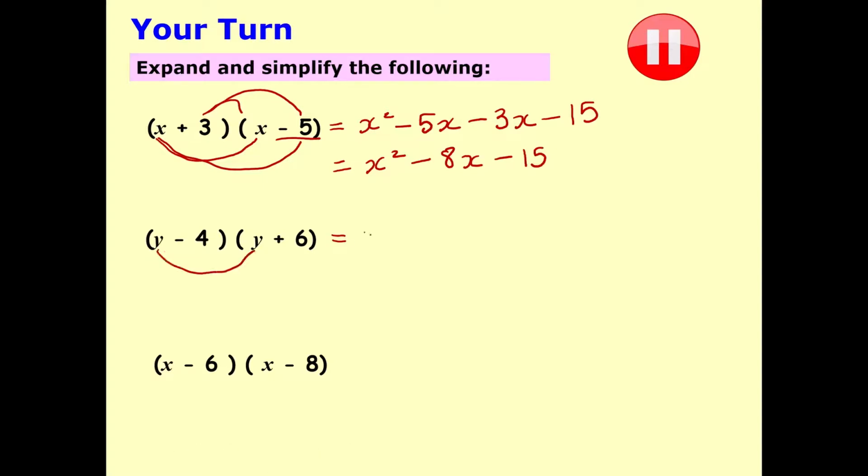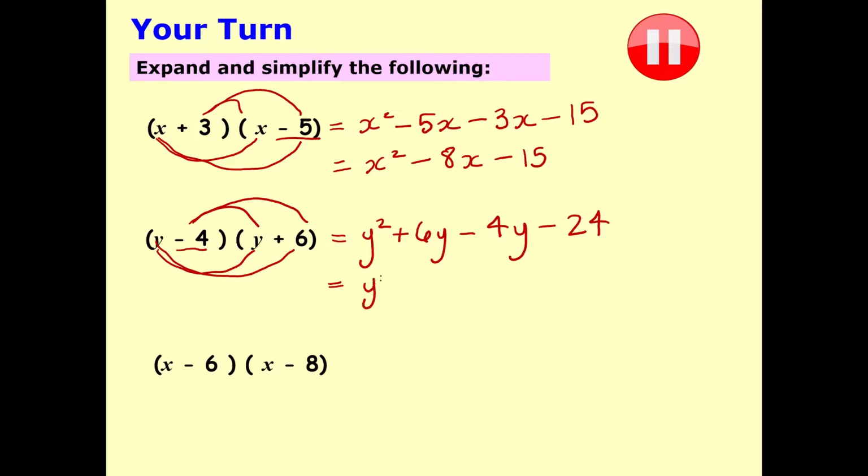Y times y gives us y squared. Y times plus 6 gives us plus 6y. Then negative 4 times y gives us negative 4y. Negative 4 times 6 gives us minus 24. And then we need to go on to collect like terms. So we've got y squared, we've got 6y minus 4y to give us plus 2y minus 24. And on to the last one.